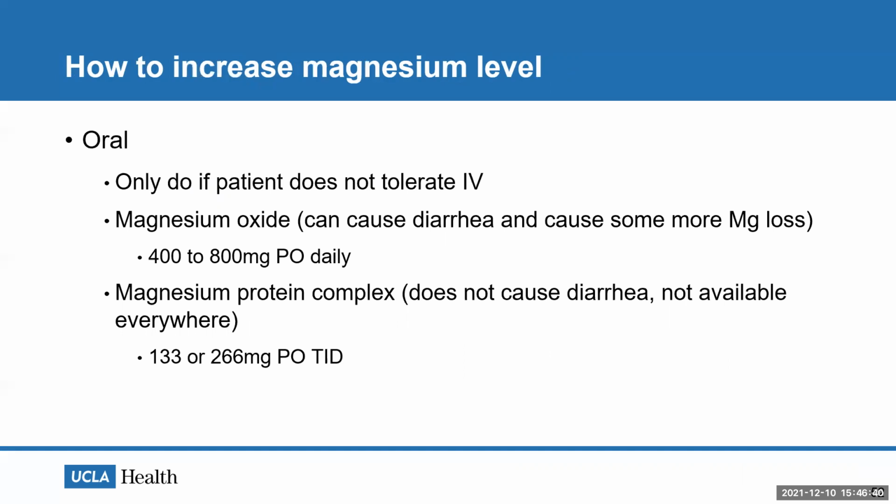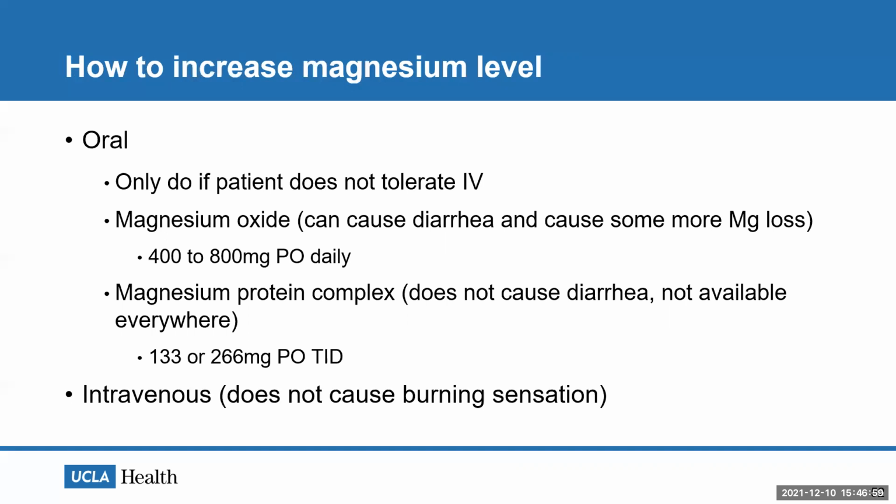So you can dose it, it's pretty arbitrary, 400 to 800 milligrams daily. Then the other thing you can do is magnesium protein complex. This does not cause diarrhea because it is complexed with protein, but it is not available everywhere. So there's 2 different formulations here. So the VA has magnesium oxide, UCLA has magnesium oxide and mag protein complex. The other option is you can give this IV and it does not cause a burning sensation, unlike potassium.